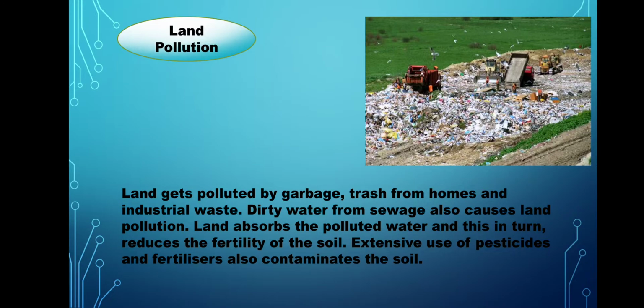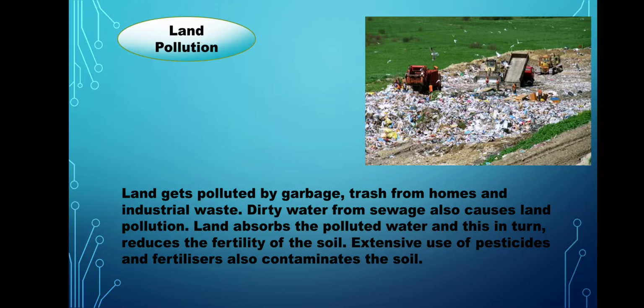Land pollution, the third type. Land gets polluted by garbage, trash from houses and industrial waste. Dirty water from sewage also causes land pollution. Land absorbs the polluted water and this in turn reduces the fertility of the soil. Extensive use of pesticides and fertilizers also contaminates the soil. We are using pesticides and fertilizers on the plants.